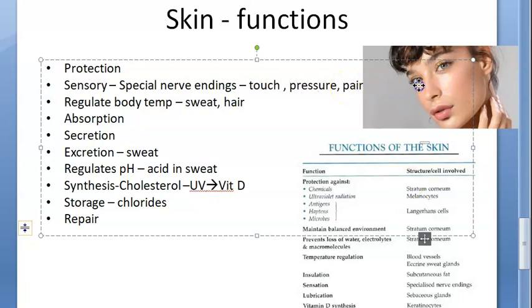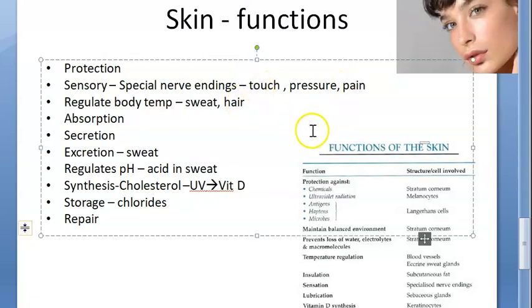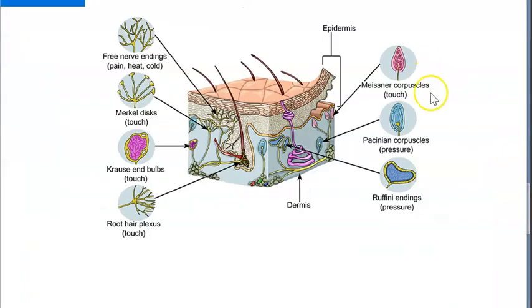All this you'll have to know the names. Touch and pressure are Meissner's corpuscles. You can see here where exactly they are. They are found in the dermal papillae, particularly in your palms, soles, and fingertips. So this is what you should know, that your fingers have Meissner's corpuscles. Just imagine you touch everything with your finger. Meissner's corpuscles are there for touch, pressure, etc.